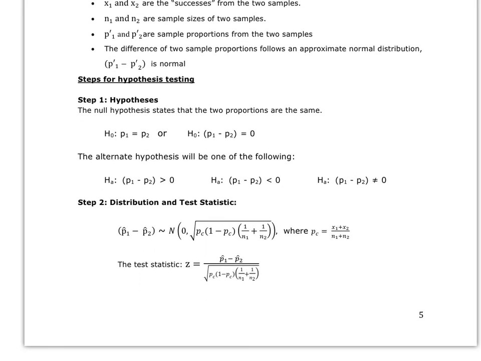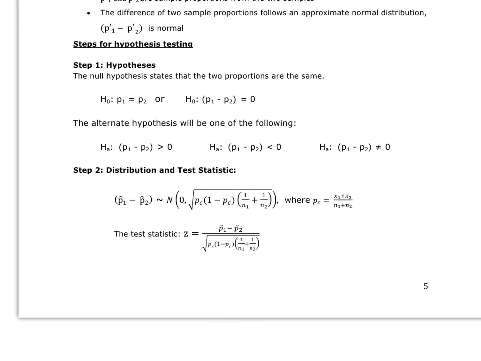So again, we're going to have the same steps that we do for other hypothesis testings. We're going to have a little bit different look in the hypotheses. So here we're looking at a null that the proportions are equal, or if we look at the difference, that the difference is 0. And just like when we were looking at two means, we have 3 possibilities for the alternate hypothesis, where P1 is greater than P2, so we would have the difference is positive. If P1 is less than P2, we have the difference as negative, or we could just say that it's not equal to 0.